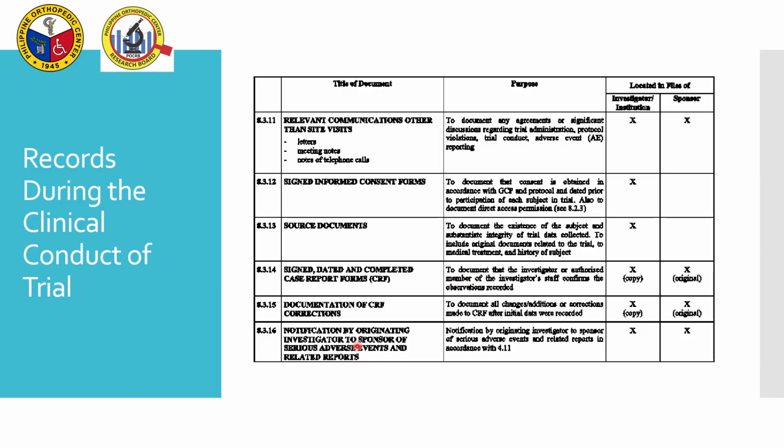Let's go to the notification by originating investigator to sponsor of serious adverse events and related reports. The purpose of this is to ensure the timely notification of SAEs, or serious adverse events, and related safety reports in accordance with section 4.11. And the filing, as you can see, both the investigator and the sponsor must maintain copies of these notifications.